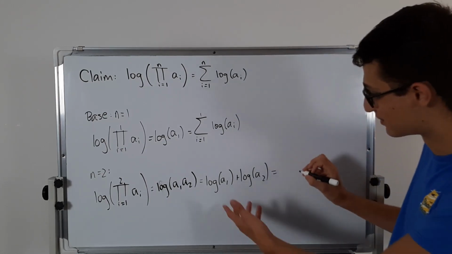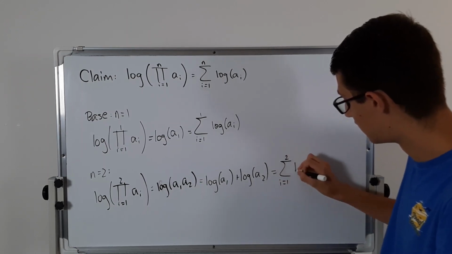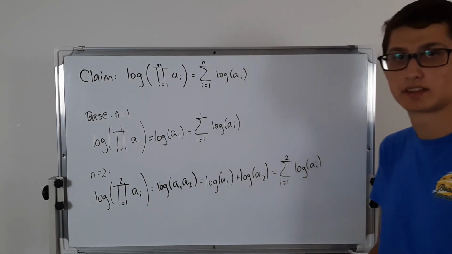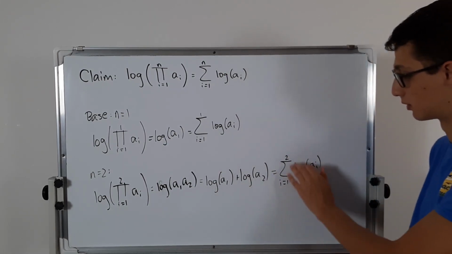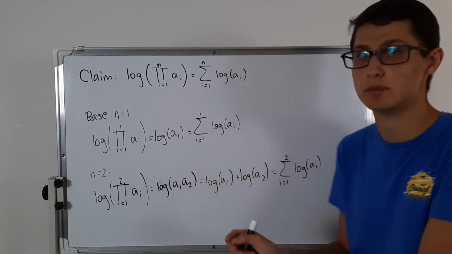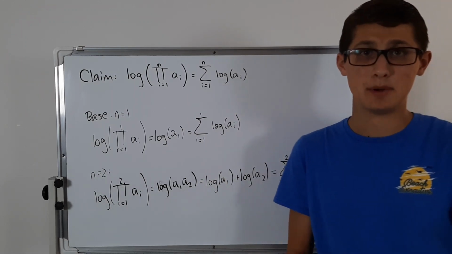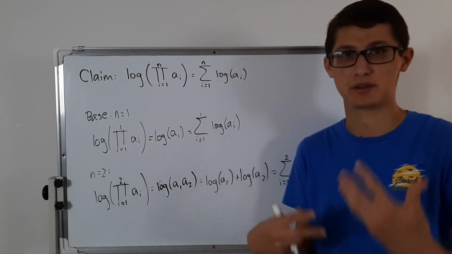But from here we can say that this is the sum from i equals 1 to 2 of log of a sub i. That's pretty easy to see: it's this one plus that one, so it's a sum from the first one to the second one, and that's it. So this is our base case, with an additional base case just to make sure that we have it down. Now we'll move to the induction step, where we actually prove it for a more general number.